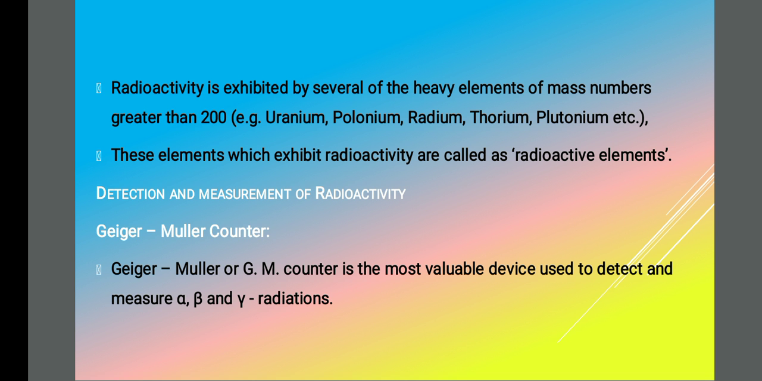And the next topic you are going to see is detection as well as measurement of radioactivity using Geiger-Müller counter. I'll repeat: detection as well as measurement of radioactivity using Geiger-Müller counter. So coming to the Geiger-Müller counter or GM counter, it's a most valuable device used to detect as well as to measure alpha, beta as well as gamma radiation.